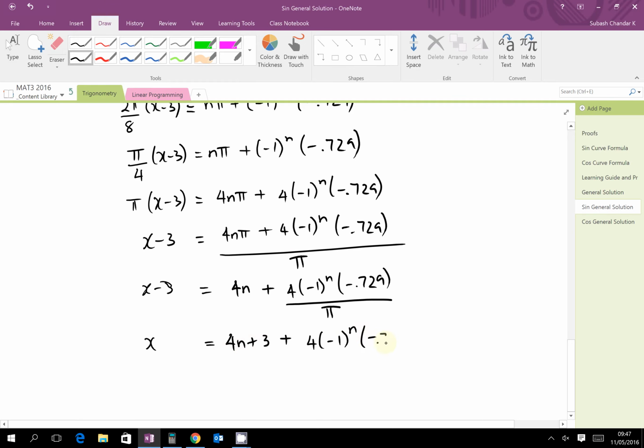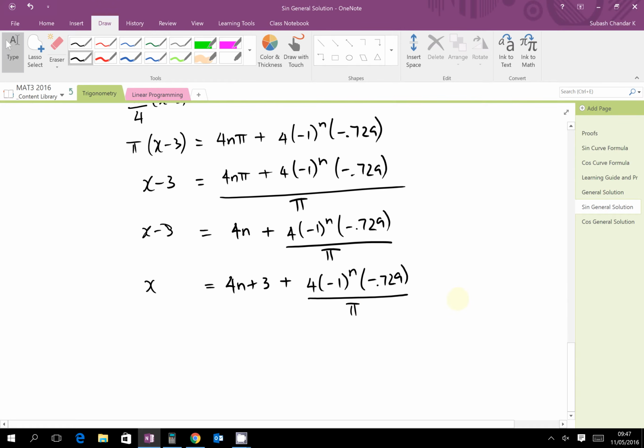I told you guys, it's very simple. This is the same thing that you will have to do all the time. There's going to be nothing different about it. And that is my general solution for x. So, I put n equals, and I just put a little note, n is any integer. Finer details. You just need to mention that as well.